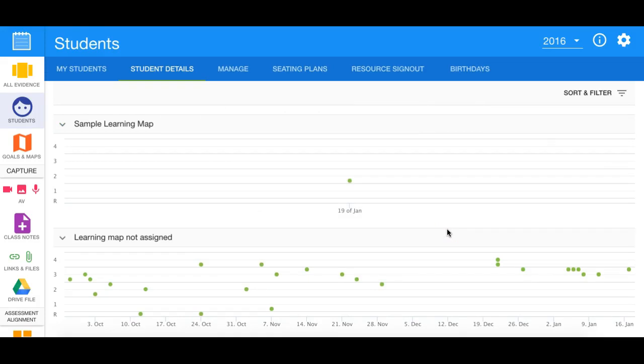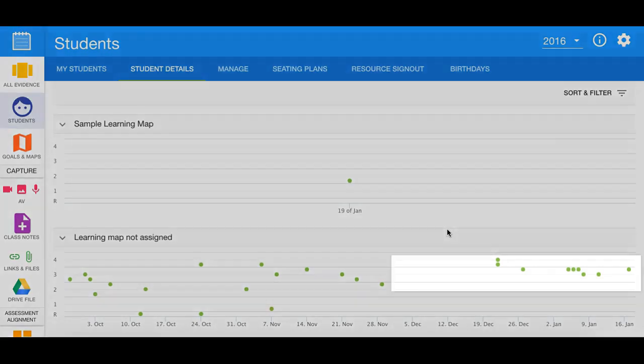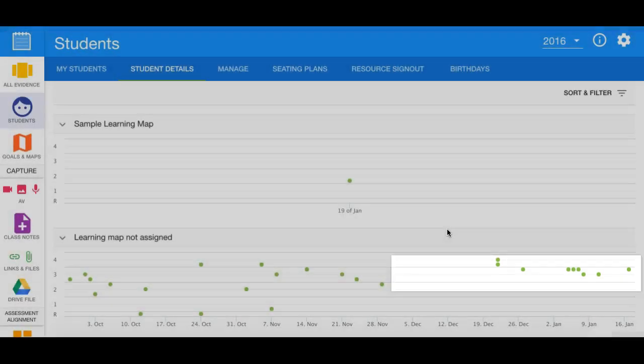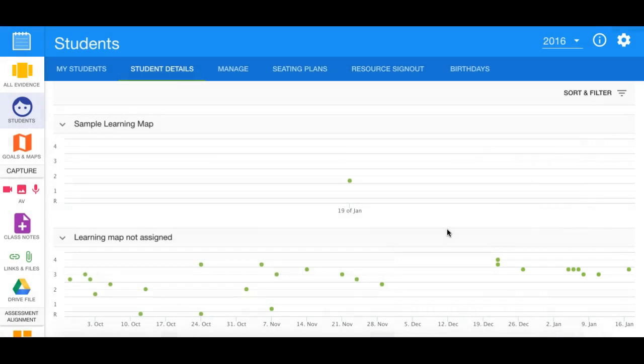With the Student Learning Notebook, however, you are able to use your professional judgment to see that this student has more recently and more consistently been achieving at a level 3. Most professionals I show this scatter plot to would agree that this student is achieving a level 3 in the course at this point in time.